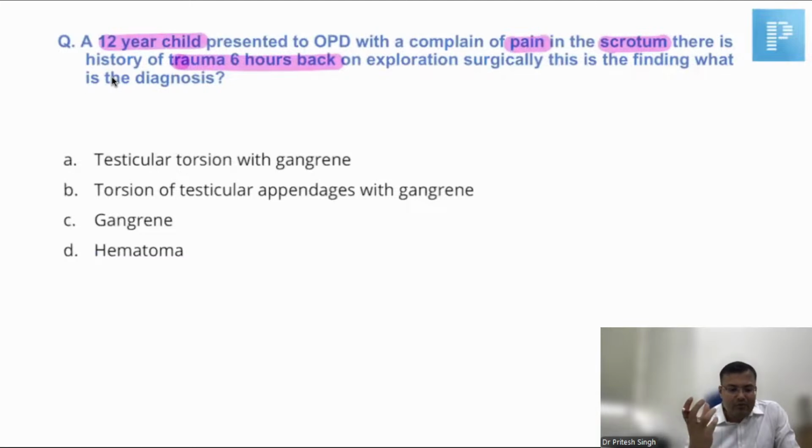If the large mass is blue or black, dark bluish, it means it's testicular torsion. And if only one part over the upper pole, then it is torsion of the testicular appendages. Guys, so if a large mass is there, obviously the correct answer is testicular torsion. And if it's bluish black, yes, okay, it was larger than a tennis ball. So guys, it's testicular torsion. Typical feature: complaint of pain in the scrotum, and the torsion age is around 12. Clear? So the correct answer is testicular torsion.